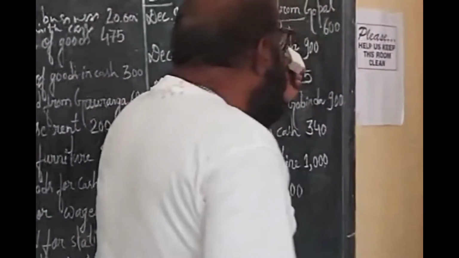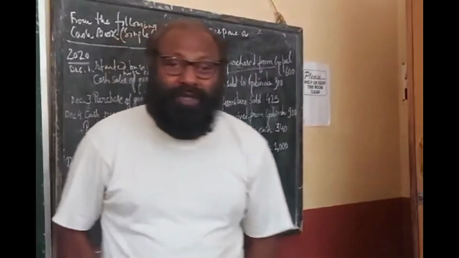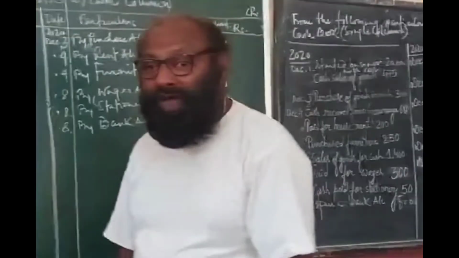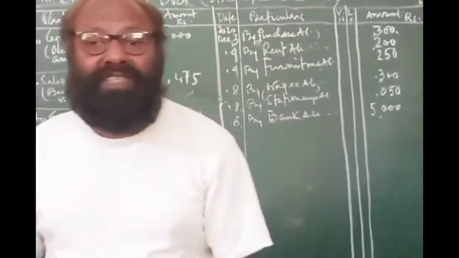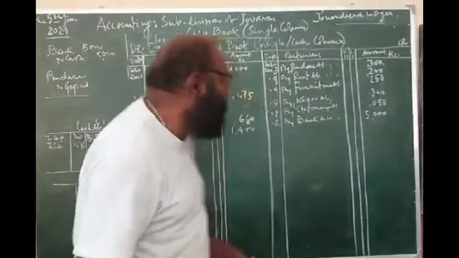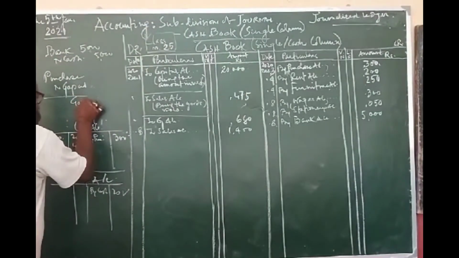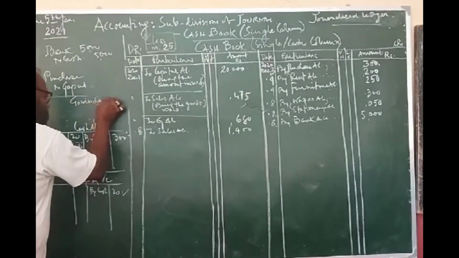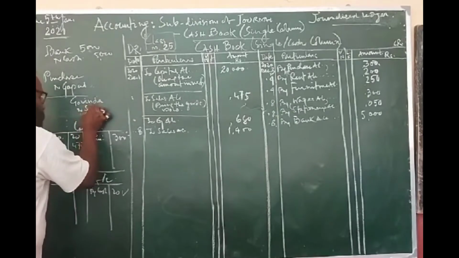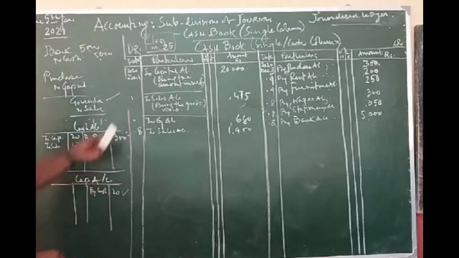Here, then again, goods sold to Govinda, 900. Here is the same thing. Goods are going out, so sales account credit. What is debit? Cash is not coming in, so it is a credit transaction. So the journal entry is Govinda account debit to sales. Okay, so it will be recorded on the debit side of Govinda account.